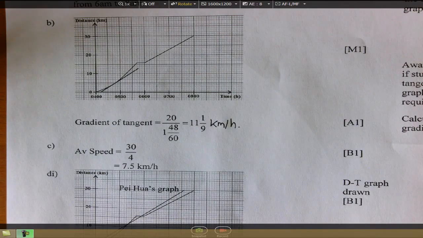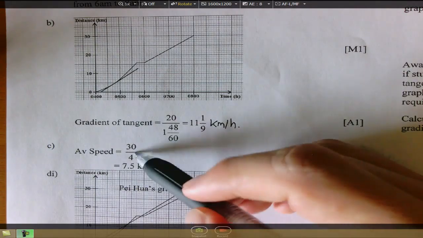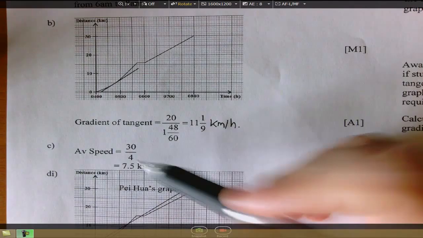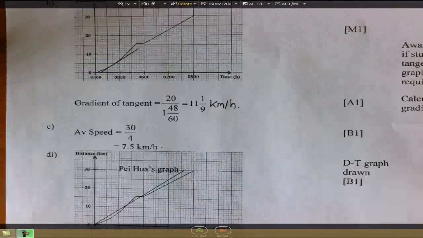17c. Find the average speed of Alyssa's run. Average speed is total distance over total time. Her total distance she ran was 30 kilometers. Total time she ran is 4 hours. So the average speed is 7.5 kilometers per hour.